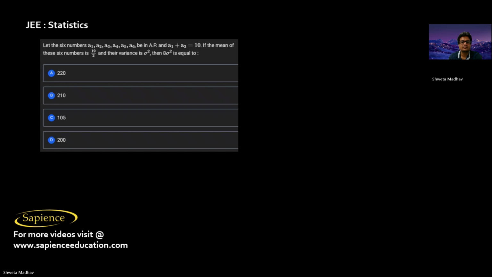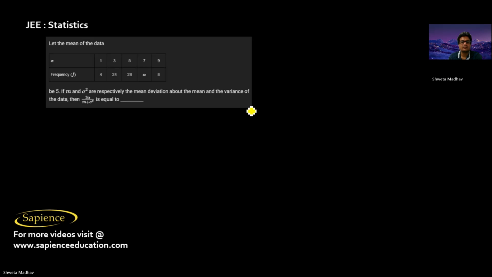Here it is told, let the mean of the data be 5. The mean of this data, which is x bar, is 5. If m and sigma square are the mean deviation above the mean and the variance of the data, then 3 alpha by... 3 sigma by m plus sigma square is equal to what?